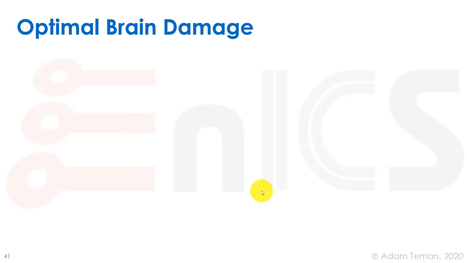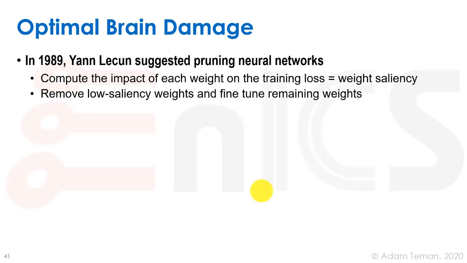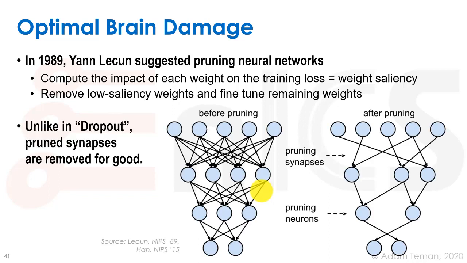The seminal work about this was called Optimal Brain Damage by Yann LeCun, all the way back in 1989, where he suggested pruning neural networks, computed the impact of each weight on the training loss, called this weight saliency, removed the low saliency weights, and fine-tuned the remaining weights. However, this is not dropout. In dropout, we removed the synapses during training, and we replaced them during inference. But in pruning, we actually remove the synapses for good. Before pruning, we have this fully connected network, and after pruning, we got rid of all those connections, and we deploy a much smaller model.